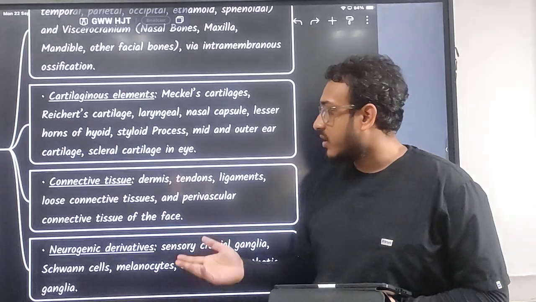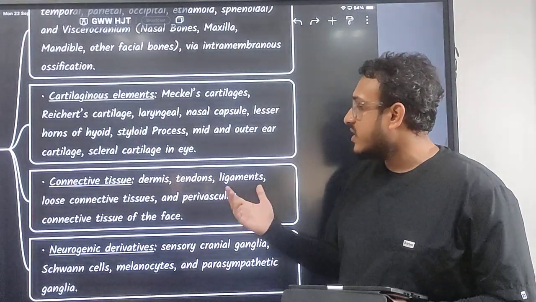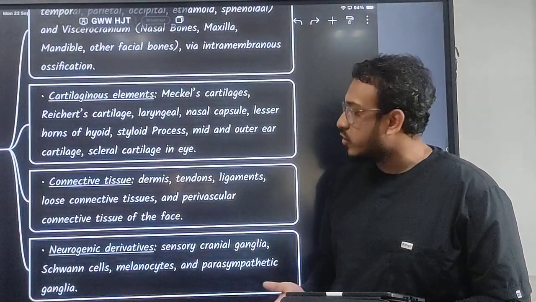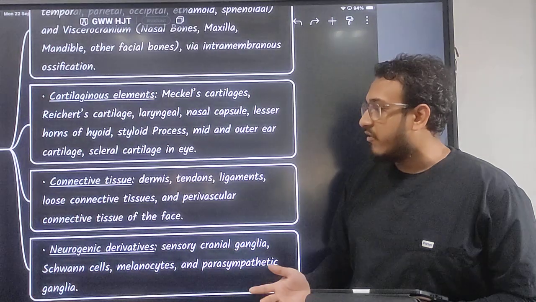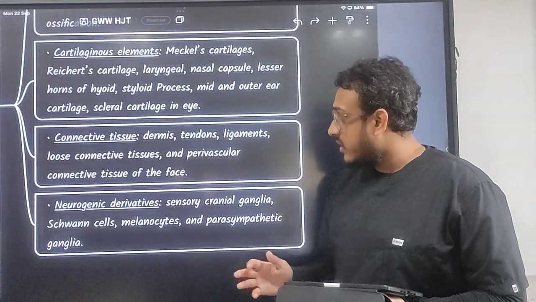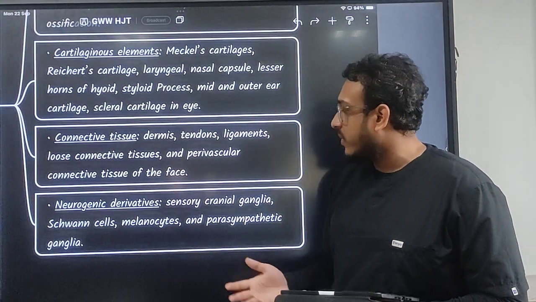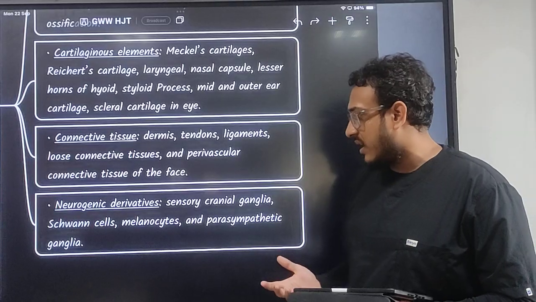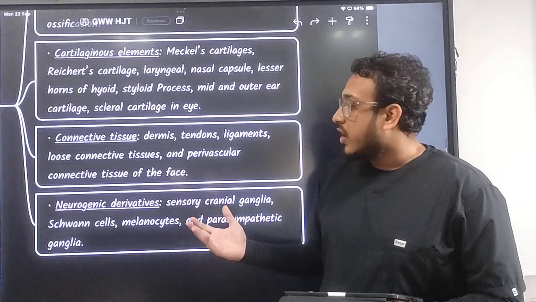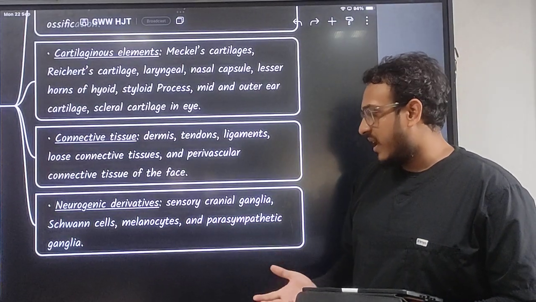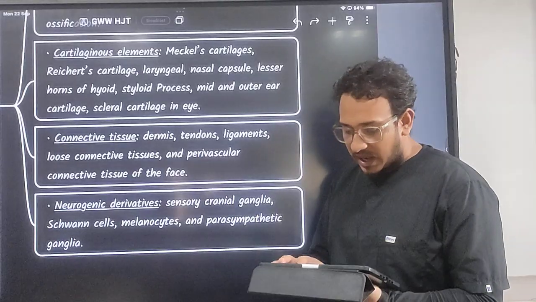The connective tissue structures will form the dermis, tendons, ligaments, loose connective tissues, and perivascular connective tissues of the face. And the neurogenic derivatives will form the sensory cranial ganglia, Schwann cells, melanocytes, and parasympathetic ganglia.